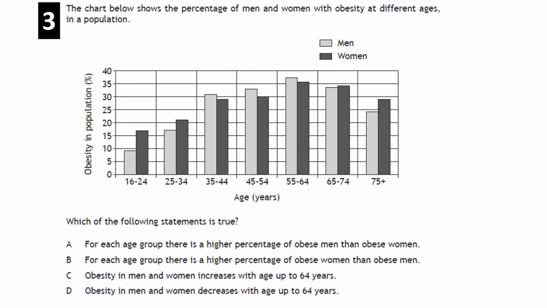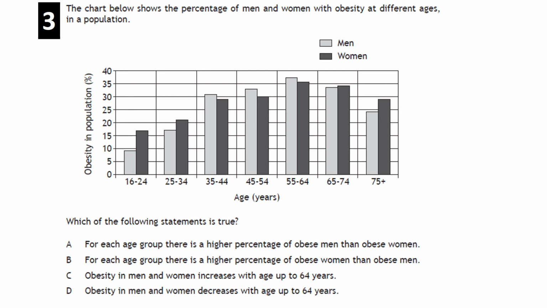3, press pause. So the chart below shows the percentage of men and women with obesity at different ages in a population. So men, the lighter colour, and there's the percentage within that age group, and then you've got the different age groups. Women, the darker colour. Which of the following statements is true?